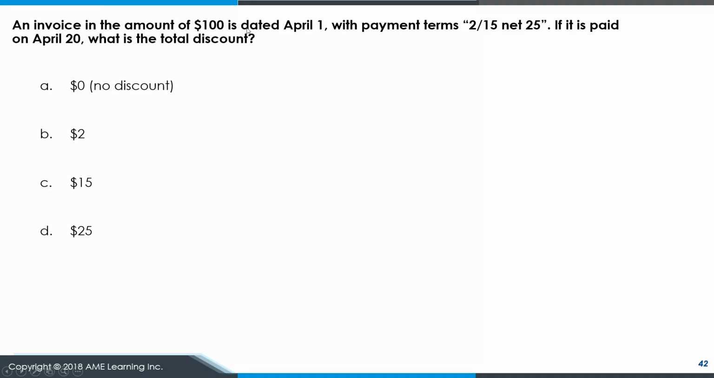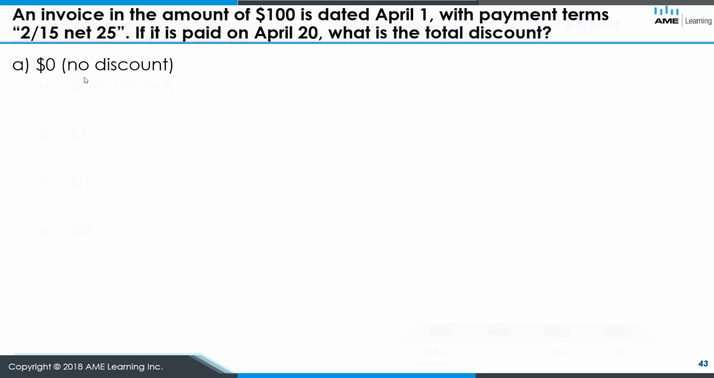An invoice in the amount of $100 is dated April 1st with payment terms 2/15 net 25. And so if it's paid on April 20th, what is the total discount? So here we could say the discount to receive it, it has to be paid by the 17th. Here we've got payment, add 15 to the initial date of the 1st. So the payment dates could be, as long as it's paid between the 1st and the 16th. But if it's paid on the 20th, there's going to be no discount then because it's too far out from the purchase date.